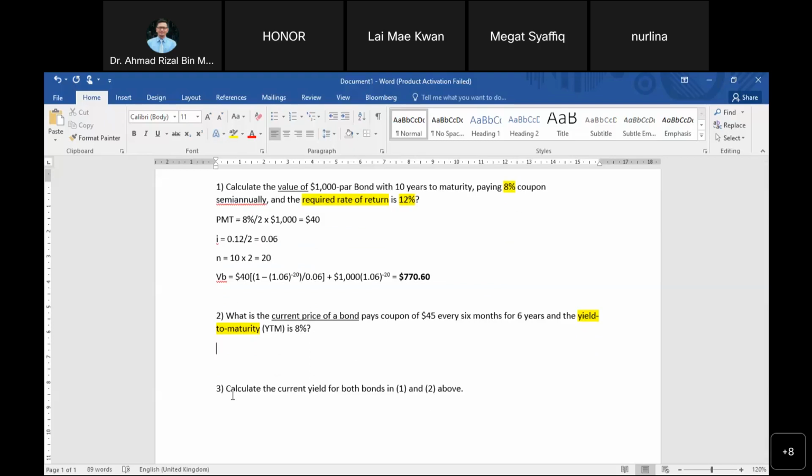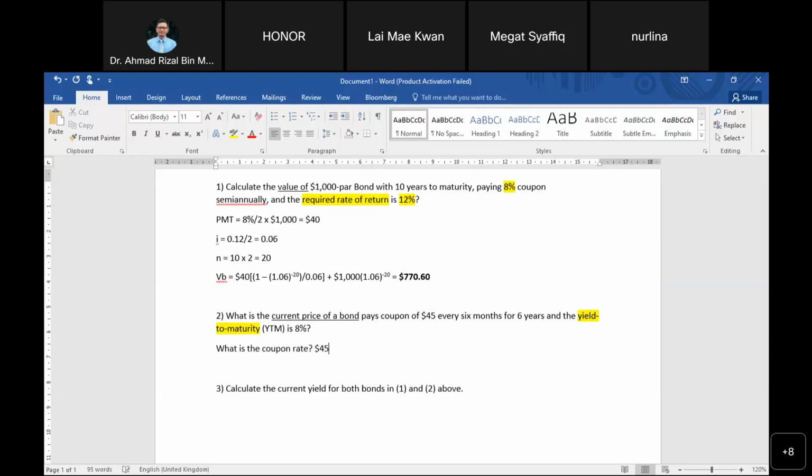Is this a discount bond or a premium bond? How to know? What is a coupon rate? Anyone?